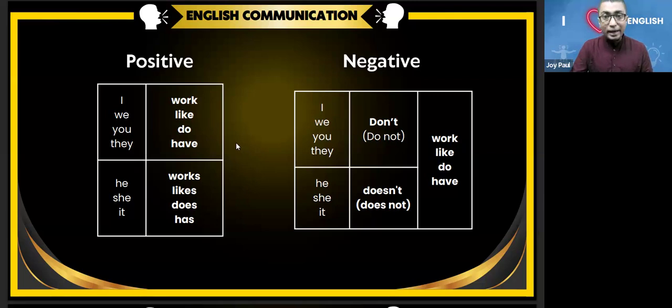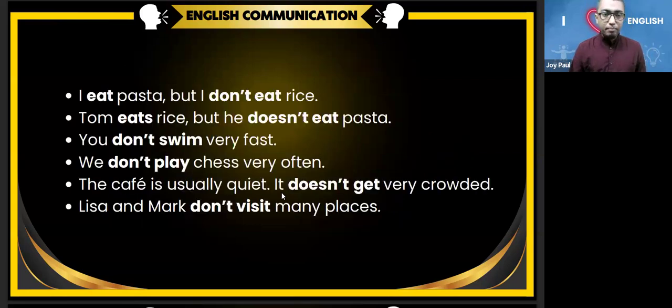Clear? So now in positive, we write, he walks. Why he walks? Because he is a third person singular number. He walks. That's why we added s with our main verb. But how to represent it in negative sentences? He doesn't work. Right? She likes. She doesn't like. It has. It doesn't have. Clear? Very simple. You can pause here and check it again.